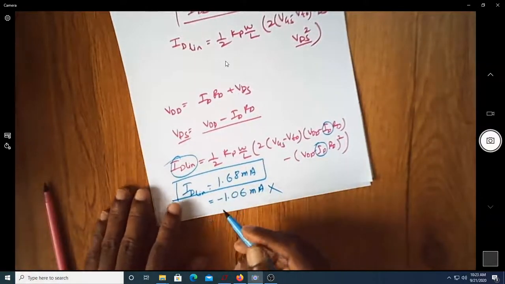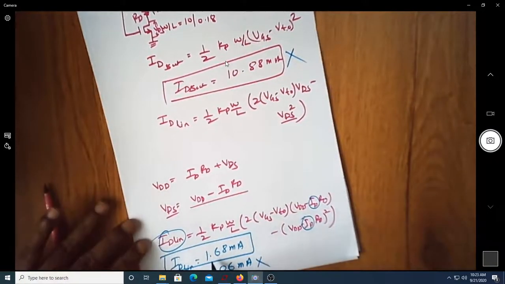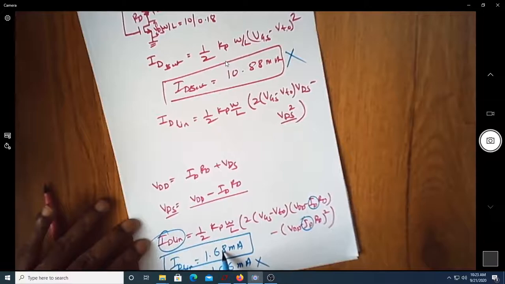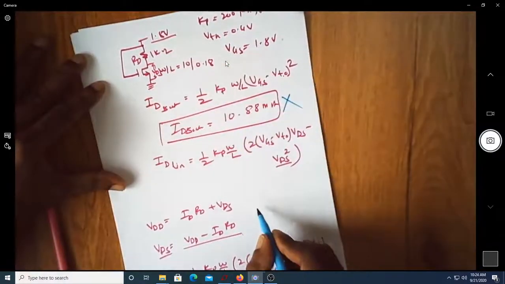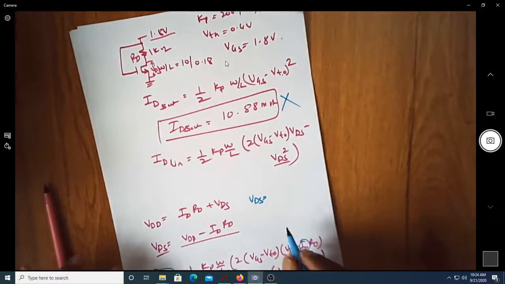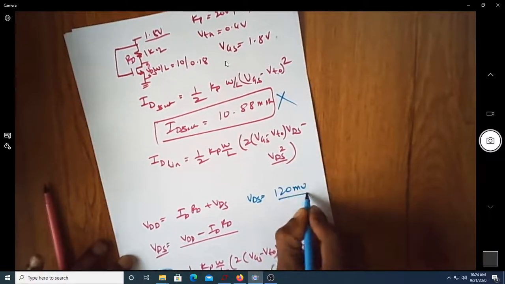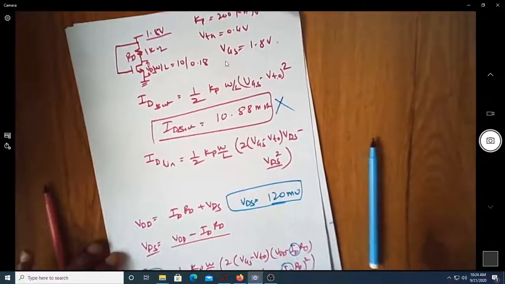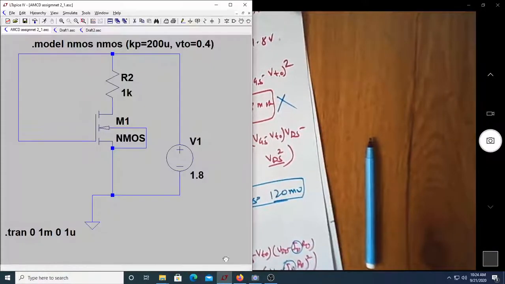So only this is the possible value. Let us try to find out whether this will be proper or not. Suppose 1.68 milliampere flows through this, then how much will be VDS? Then VDS happens to be close to 120 millivolt, which is a feasible answer. So let us go to LTspice and try to simulate the same thing.